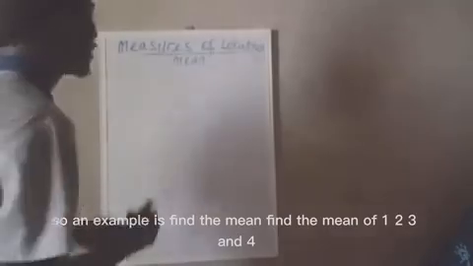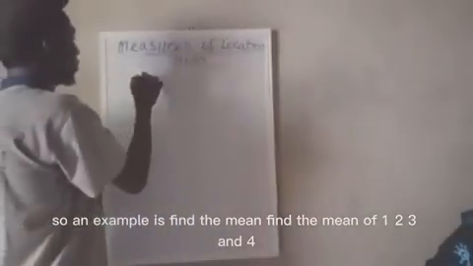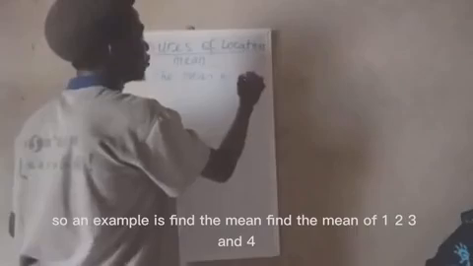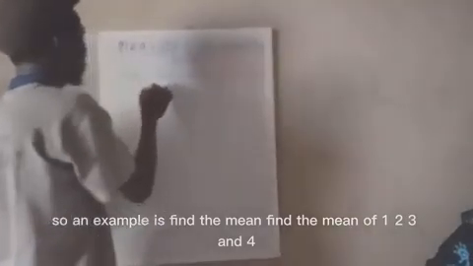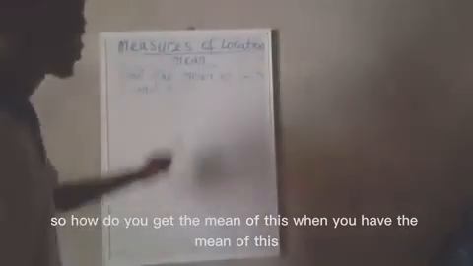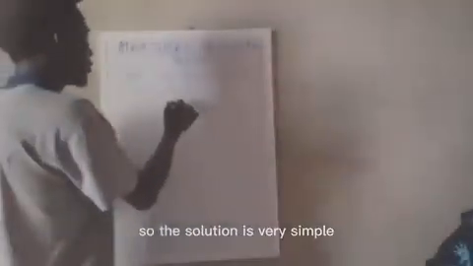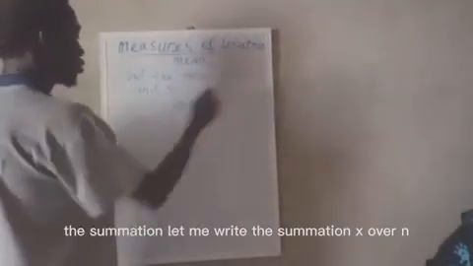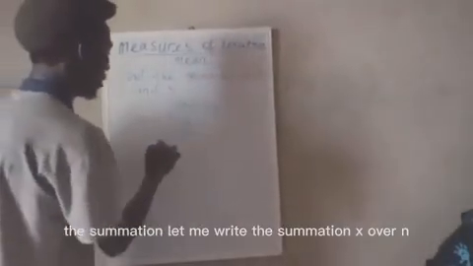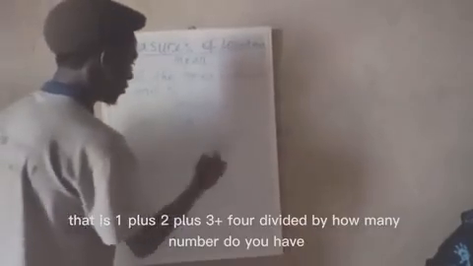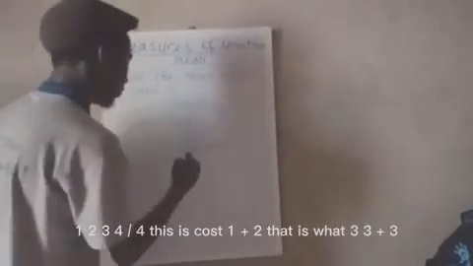Let's do an example. Find the mean of 1, 2, 3, and 4. You are told to look for the mean of this. So the solution is very simple. You can do it in 20 seconds. That is x bar equals what? The summation of x over n, which is the sum of each of these: 1 plus 2 plus 3 plus 4, divided by how many numbers do you have? 1, 2, 3, 4, divided by 4.